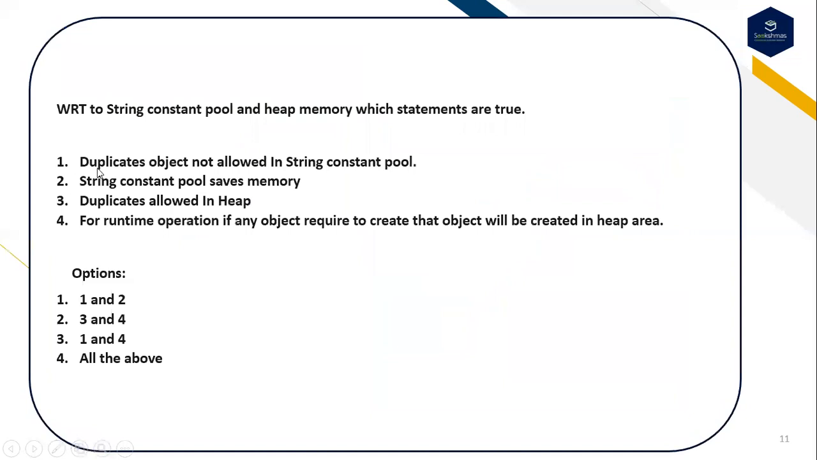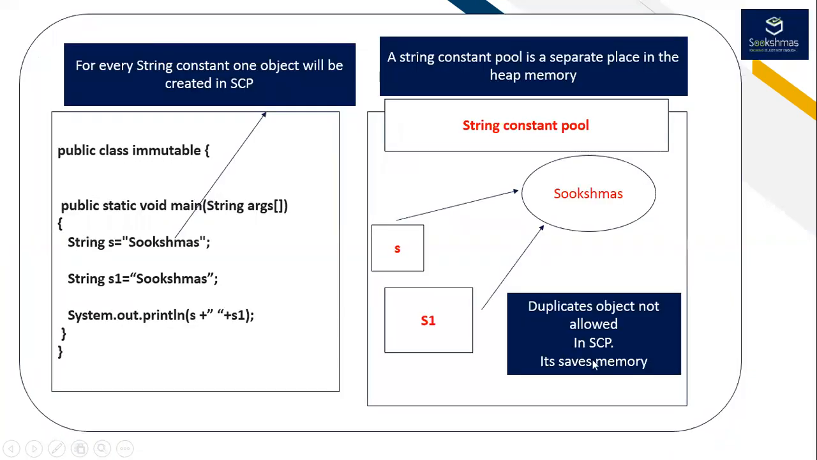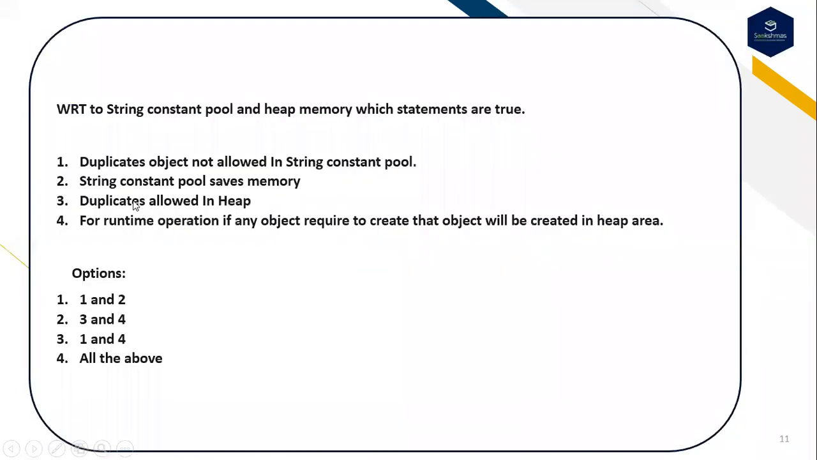Coming back to the question, duplicate objects are not allowed in the string constant pool. This is the first point, and the string constant pool saves your memory. How exactly does it save your memory? This is the diagram you have to remember. The second one is duplicates are allowed in heap for runtime operation. If any object requires to be created, that object will be created in the heap area. So go for it here.